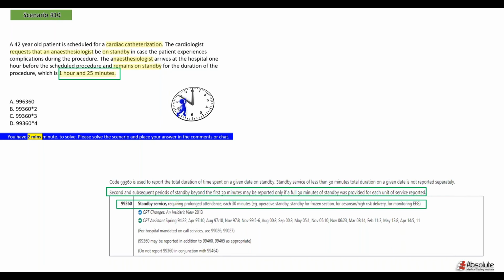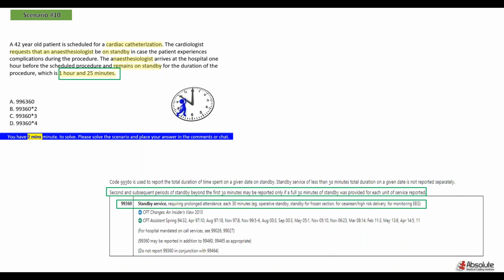And we also have a guideline or instruction here: second and subsequent periods of standby beyond the first 30 minutes may be reported only if a full 30 minutes of standby was provided for each unit of service reported. That means in order to report a quantity of 2 for the service 99360, each 30-minute cycle must be complete.